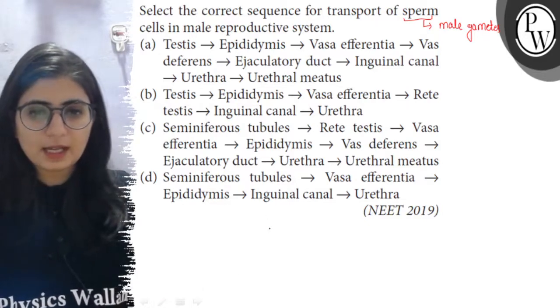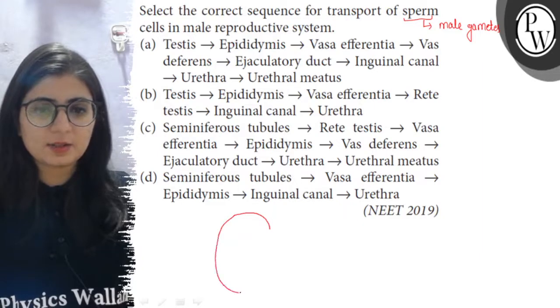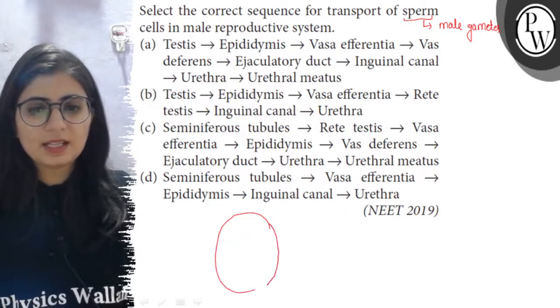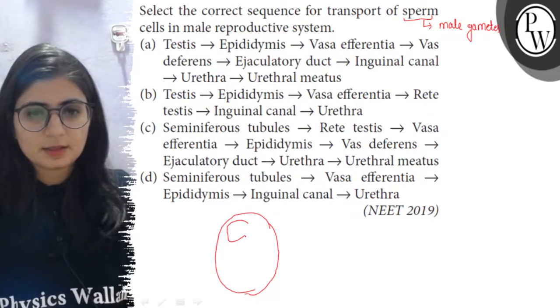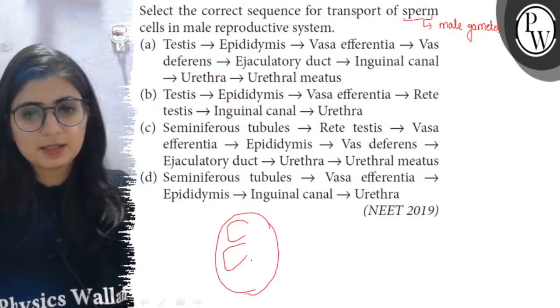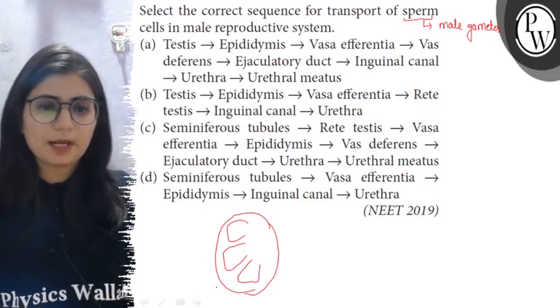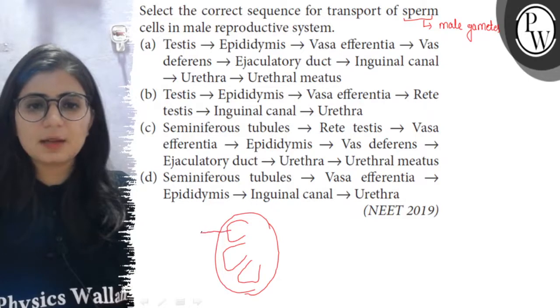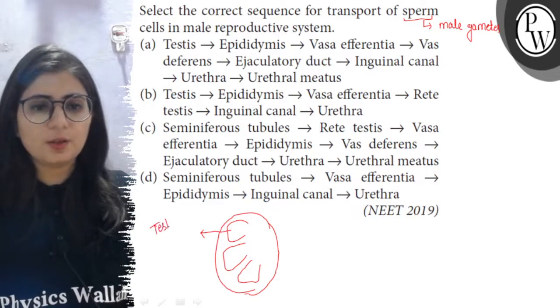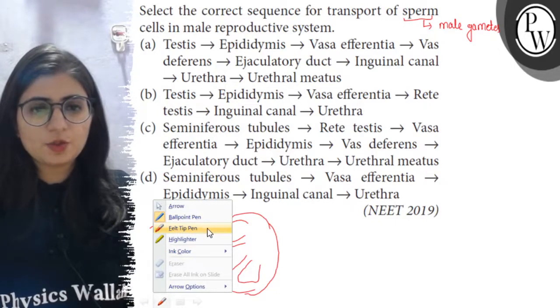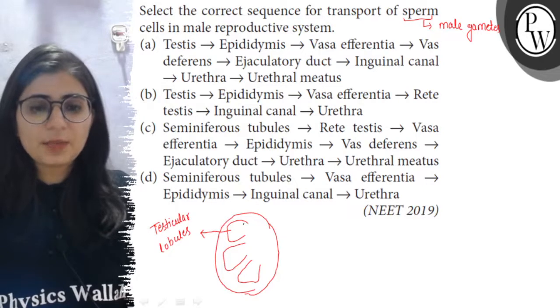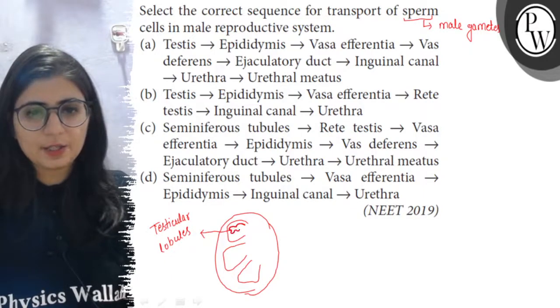So if we draw the diagram of a testis, so this is a testis, and inside each testis there are about 250 compartments like this. These are the compartments, and these compartments are called testicular lobules. In each lobule there are 1, 2 or 3 tubes, and these tubes are called the seminiferous tubules. So these are the highly coiled tubes here.